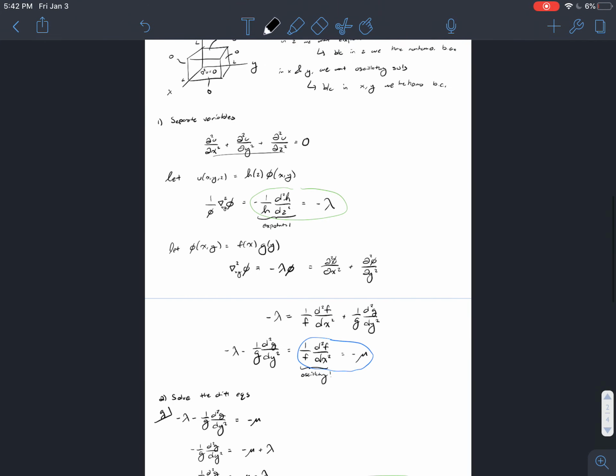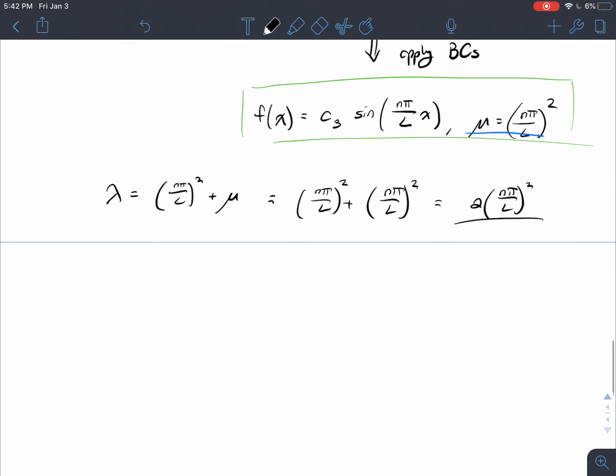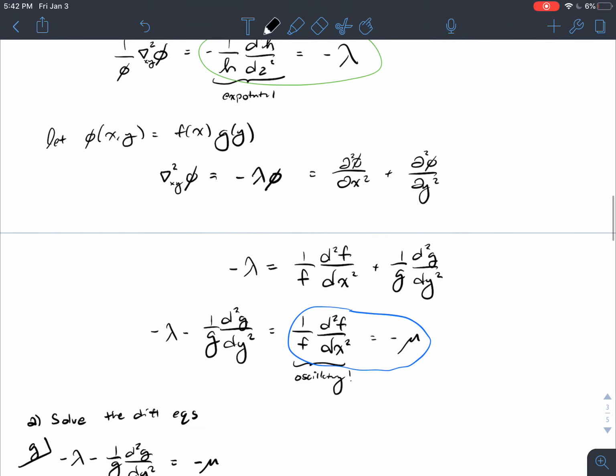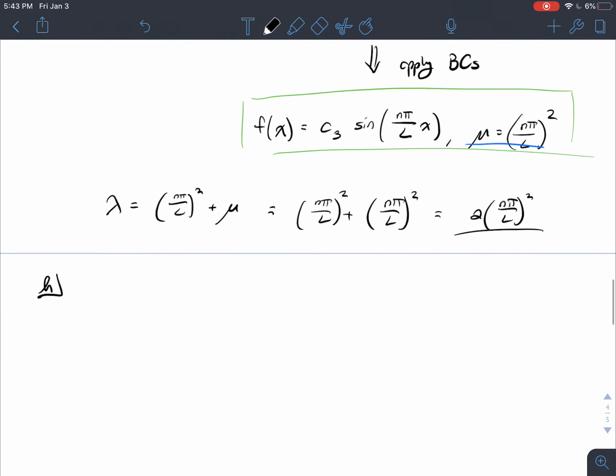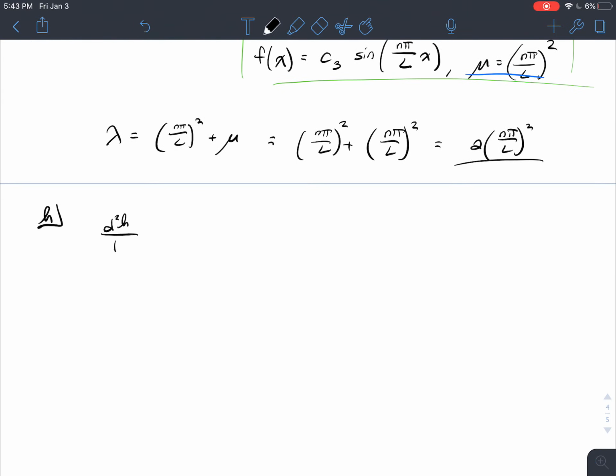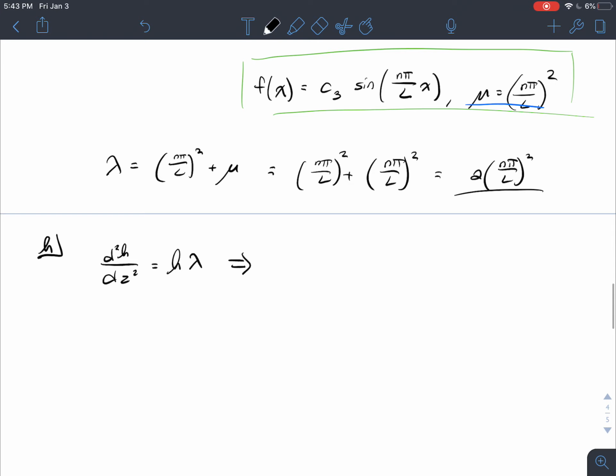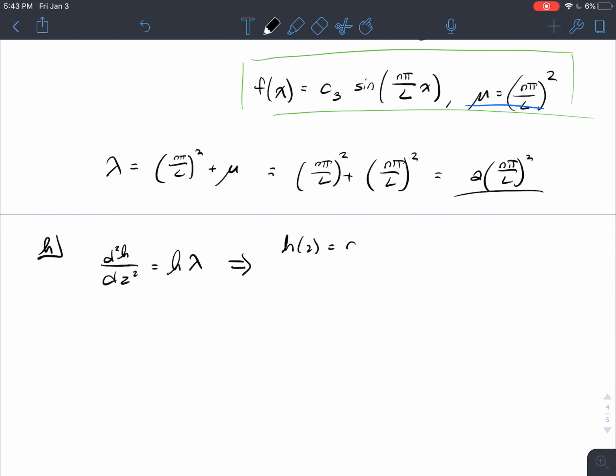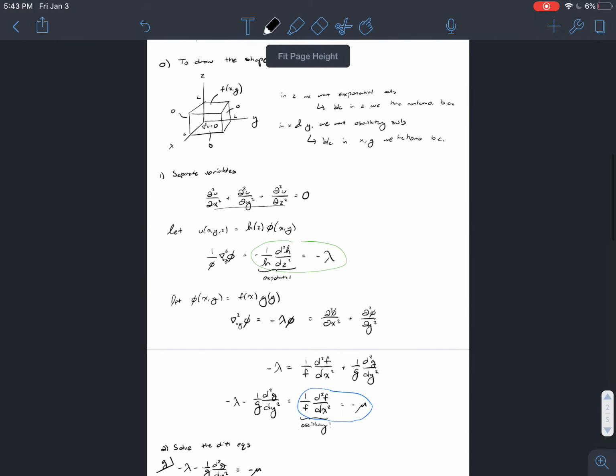So now what we're going to do next is solve for the h differential equation. Right. And remember that we want these h's to be exponential. So our differential equation for h is going to look something like this. H times lambda. Right. And then this will be in the form of sinh and cosh. So h of z is equal to C5 sinh of square root lambda z plus C6 cosh square root lambda z.